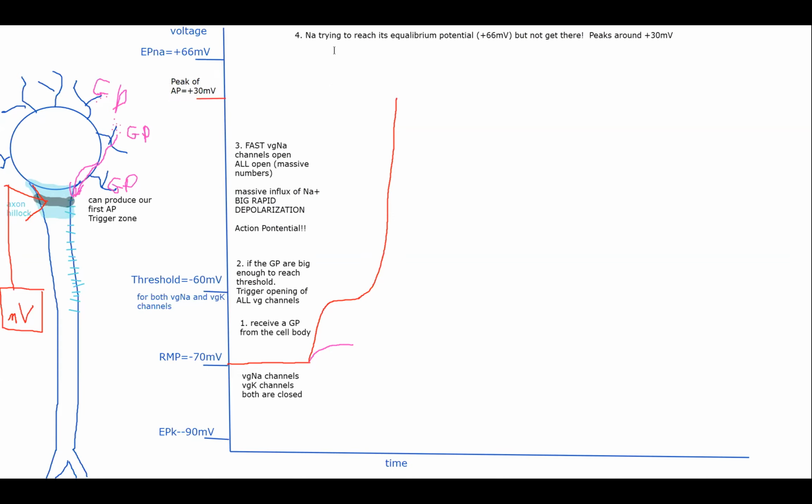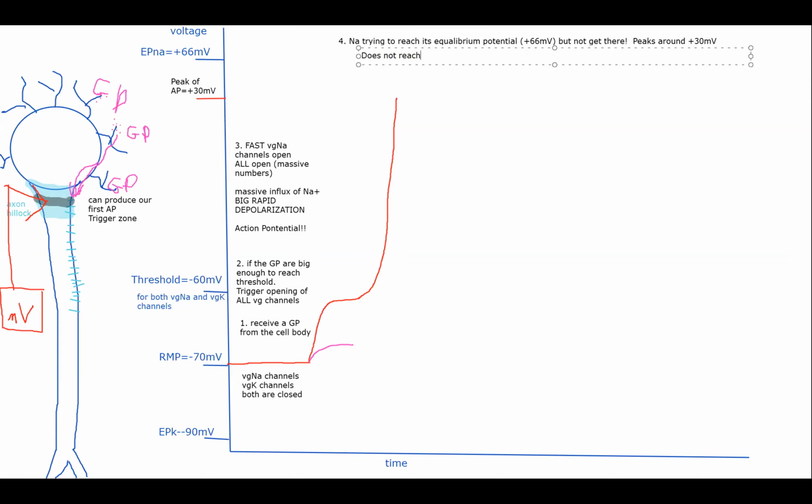Now, the question becomes why? Why doesn't it reach its equilibrium potential? Why does it peak at 30? The answer is that it does not reach the equilibrium potential of sodium for two main reasons.